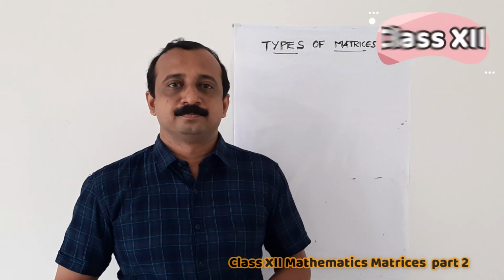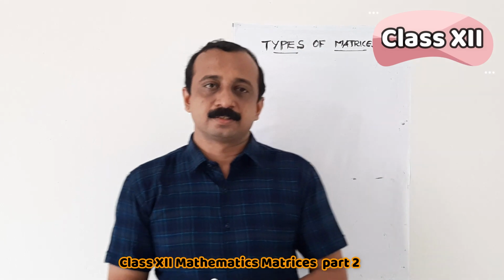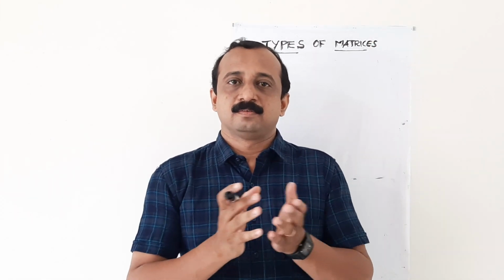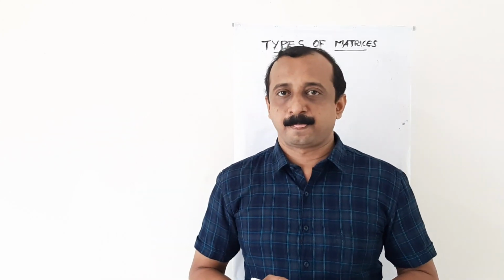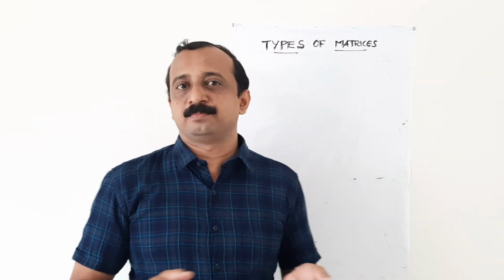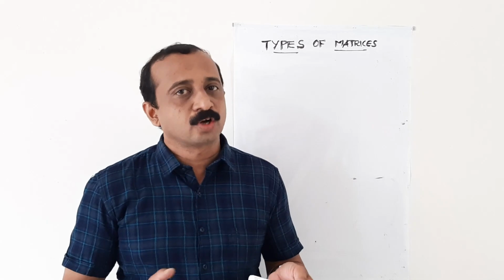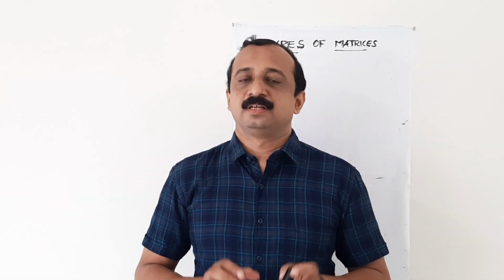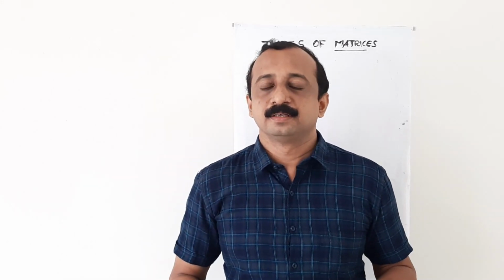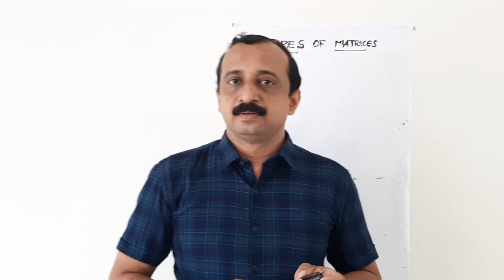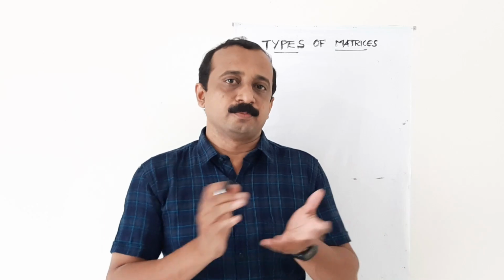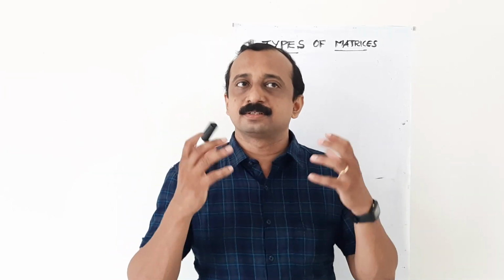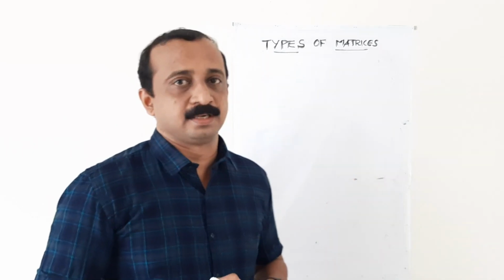Listen to all. In our last video, we discussed what is a matrix and what is the order of a matrix. A matrix is an arrangement of numbers into rows and columns. If a matrix contains m rows and n columns, then the order is m by n. Today, we have to discuss different types of matrices. First of all, let us understand what the different types of matrices are.